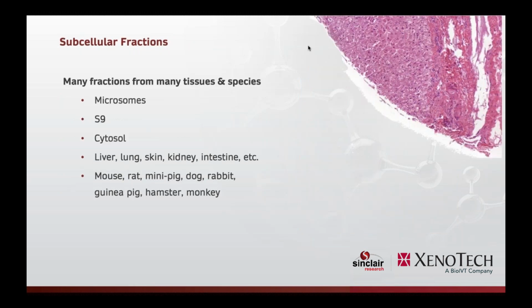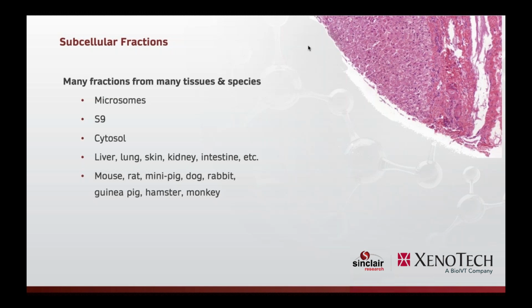So subcellular fractions are the other main group of test systems that are available for in vitro studies. And again, these are fractions of cells where the cell has been basically ground up and split into its different components. And they can come from many different tissues and many different species. Some of the main tissues that are requested for subcellular fractions, of course, are liver and intestine and kidney. Those are some of the big ones. But other tissues are available, such as skin and many other different tissue types. And again, these can come from many different species.